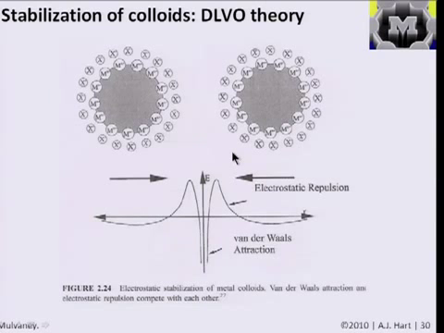And the probability of having two particles that have snapped in gets lower as the height of this energy barrier gets higher. So you want this energy barrier to be much higher than the thermal energy.